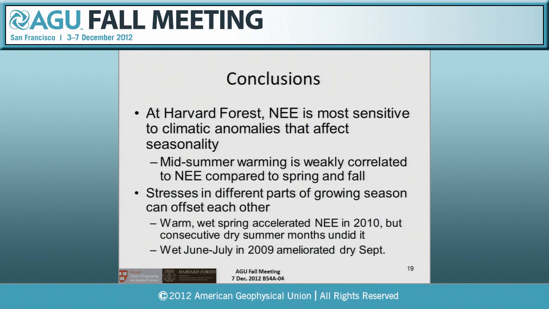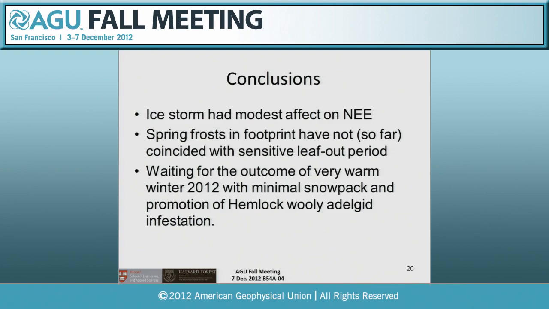So we have a warm, wet spring, and got the NEE going, but then consecutive dry summer months undid that, and a wet June and a wet early part of the season in 2009. It was quite wet, and the people going out to look for the branches knocked down by the ice storm got really soaked. But it meant that even though it was dry in September, the forest was particularly happy. And so, as I said, we did have an ice storm. It had a very modest effect.